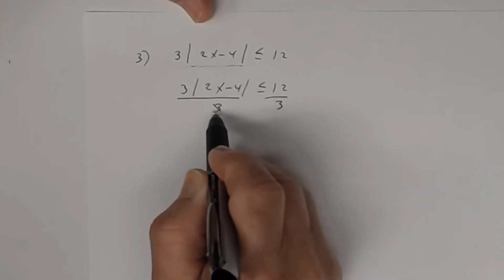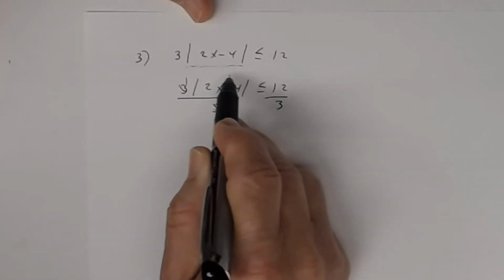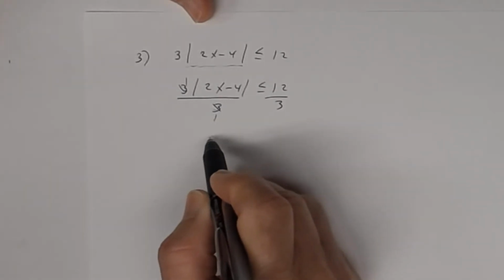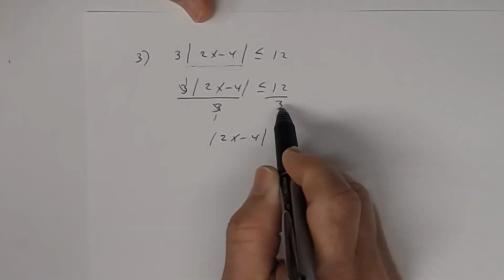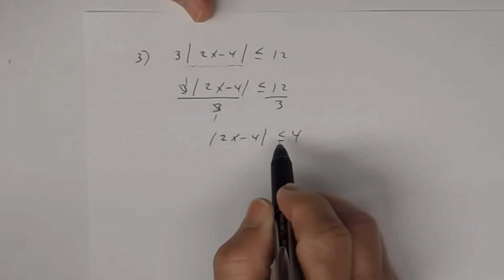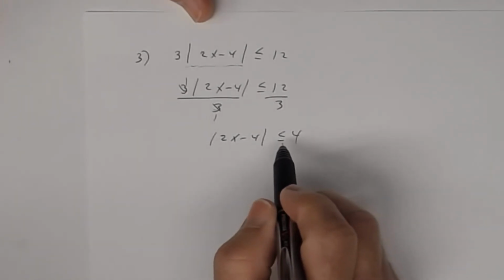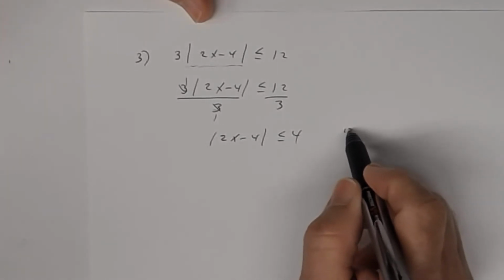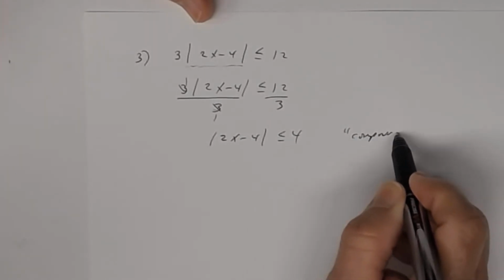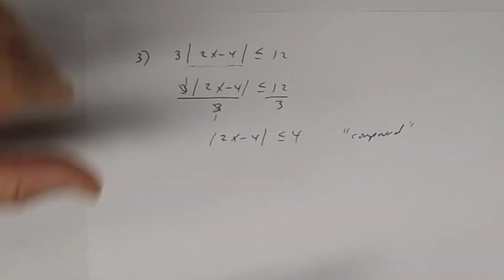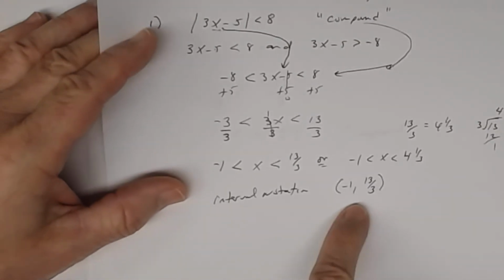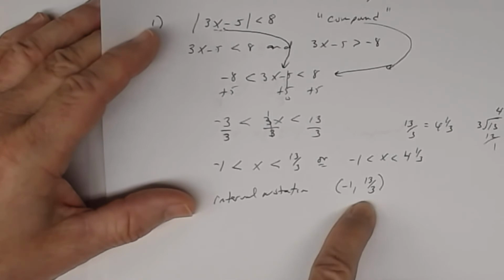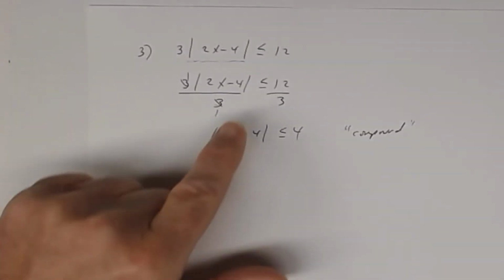And when I do that, 3 divided by 3 is 1. So 1 times the absolute value of 2x minus 4 is the absolute value of 2x minus 4. It's less than or equal to, and then 12 divided by 3 is 4. Now see, this is an absolute value less than. So less than, that's that compound statement. And remember, when we have that less than, our solution will be that one interval. Okay, it's going to be one interval with the less than.